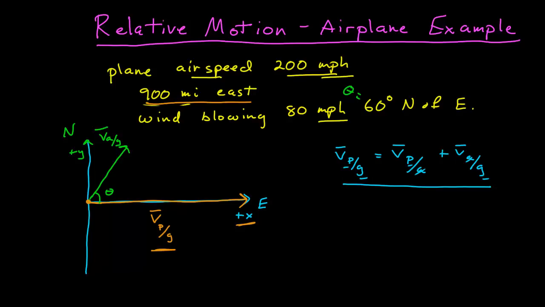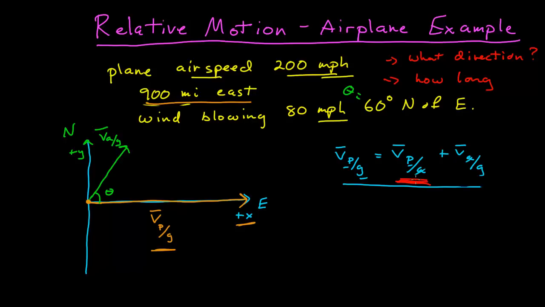So if I were to draw that, what I want is what direction. I should have said this earlier, I forgot to mention what we're looking for. We want to know what direction to fly the plane and how long it will take to get there. Well, what direction to fly the plane is contained in the velocity vector of the plane relative to the air. This is the direction that we're going to point the airplane relative to the air.